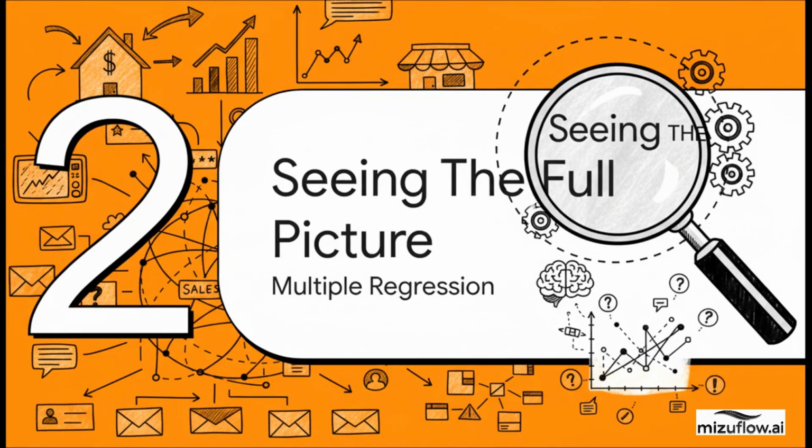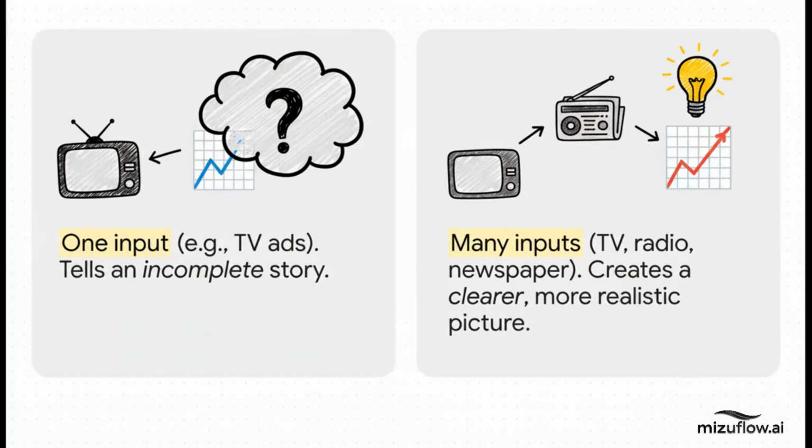Right, but you're probably thinking, life's not that simple, is it? And you're absolutely right. Sales are rarely driven by just one thing. It's time we looked at the whole picture. And that's where we bring in the big guns, multiple regression. Instead of just looking at TV ads, now we throw everything into the mix at once. TV, radio, and newspaper spending. We're going from a grainy black and white photo to a full-color, high-definition picture of what's really going on.